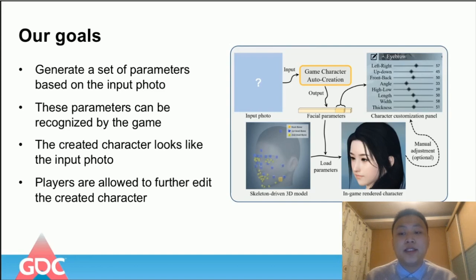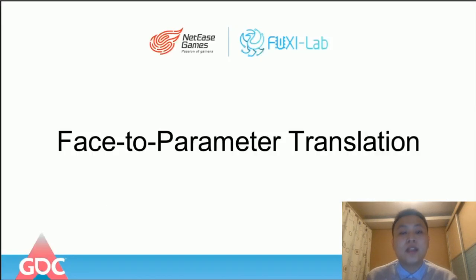Obviously, we need to achieve the following goals. Firstly, we need to generate a set of parameters based on the input photo, and then these parameters can be recognized by the game to create the corresponding character. Most importantly, this character should look like the input photo, and we also need to meet the requirement of further editing. Now let me explain how we design and implement the character auto creation.